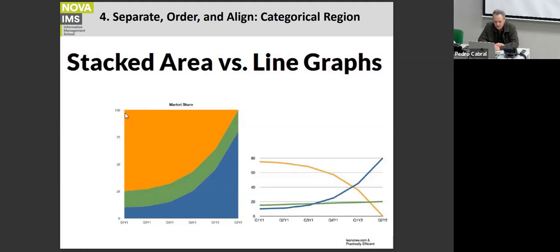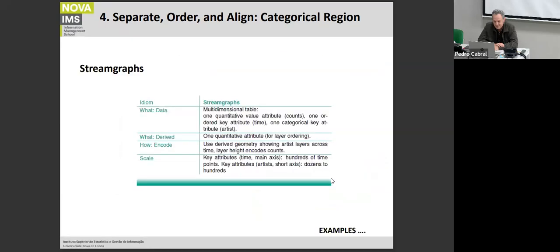But the orange line had a big market share in the beginning, and then in the end it's zero, so it goes from the highest value to the lowest value. I think it's much easier to understand the chart on the right. You might disagree, but okay.